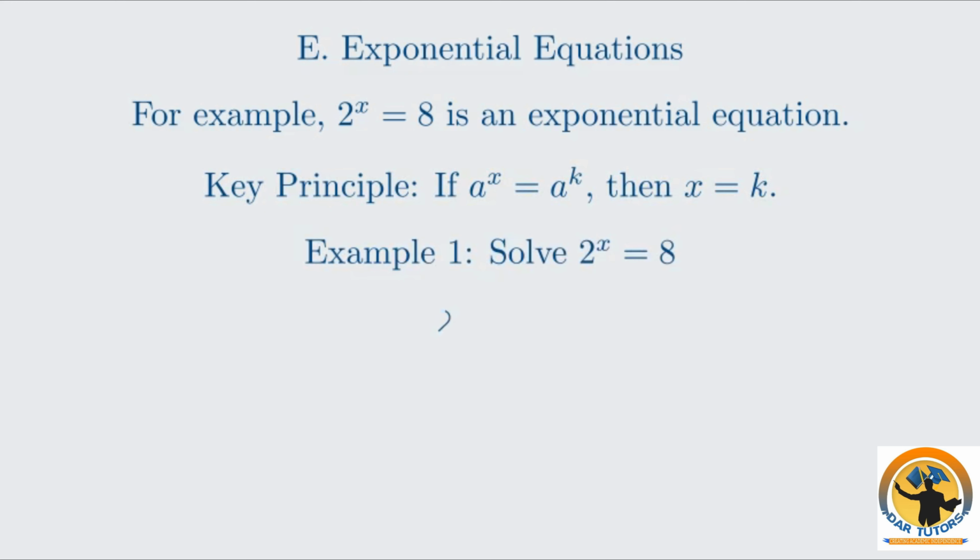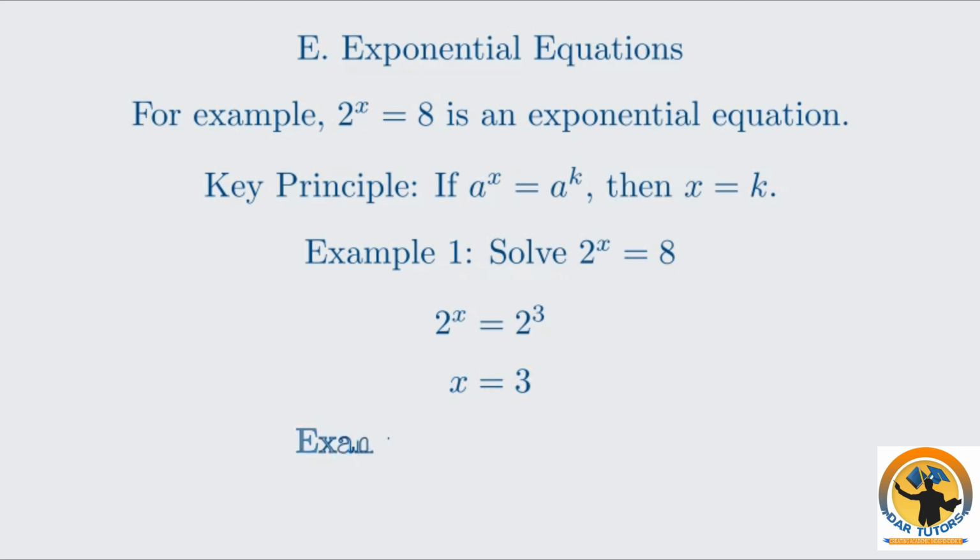Our goal is to rewrite both sides of the equation with the same base. The base on the left is 2. We can express 8 as a power of 2. We know that 8 is 2 cubed. So the equation becomes 2 to the power of x equals 2 cubed. Now that the bases are the same, we can equate the exponents. This gives us x equals 3. And that's our solution. Let's try a more complex example.